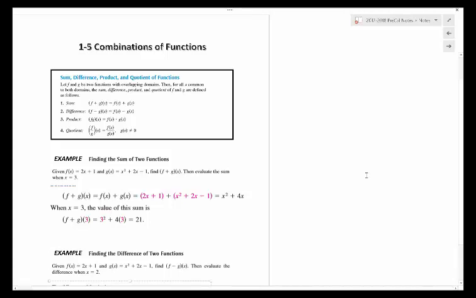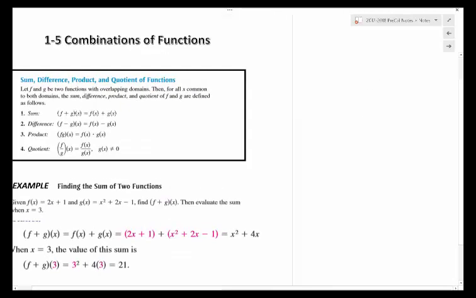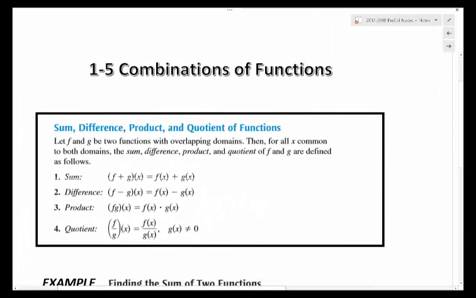Hello and welcome to combinations of functions. We're going to talk today about two different types of ways that you manipulate functions. The first way has four parts, and then the second way is unique unto itself.